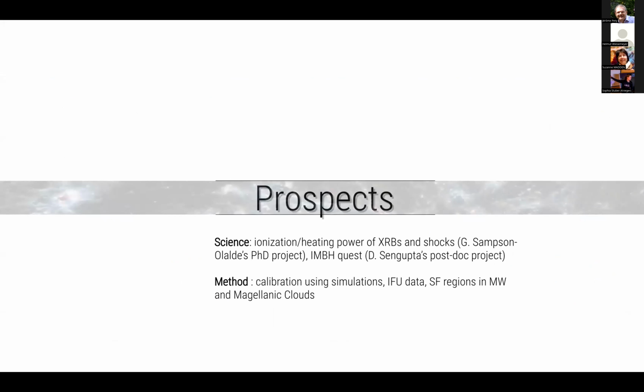And I will finish with this slide, which is just a summary. We are going to do more with the X-ray binaries and the shocks. That will be the PhD project of Georgina Samson-Olalde, distinguishing between X-ray binaries and AGN, intermediate mass black holes. That's the project of Dhrubajyoti Sengupta. And method-wise, we would like to calibrate all these methods using simulations, but also IFU data, which we have started to do, and possibly single star-forming regions in the Milky Way and Magellanic Clouds to do a scale analysis. Thank you.